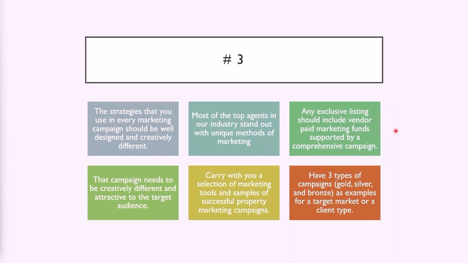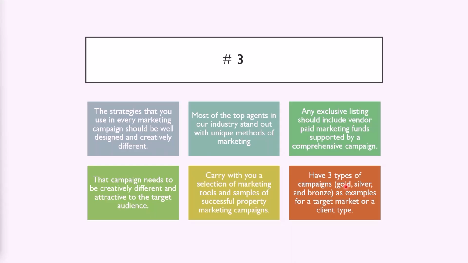You should have a toolbox of very exceptional marketing strategies that apply to an exclusive listing, and then show the client how your campaigns will use those tools to benefit them in what they're trying to do. So every campaign needs to be creatively different and attractive to the target audience. That's your job. As part of that, carry with you a selection of marketing tools and samples of successful property marketing campaigns. And have 3 types of campaigns: gold, silver, and bronze. Now, you will call them something different, but you get the idea.